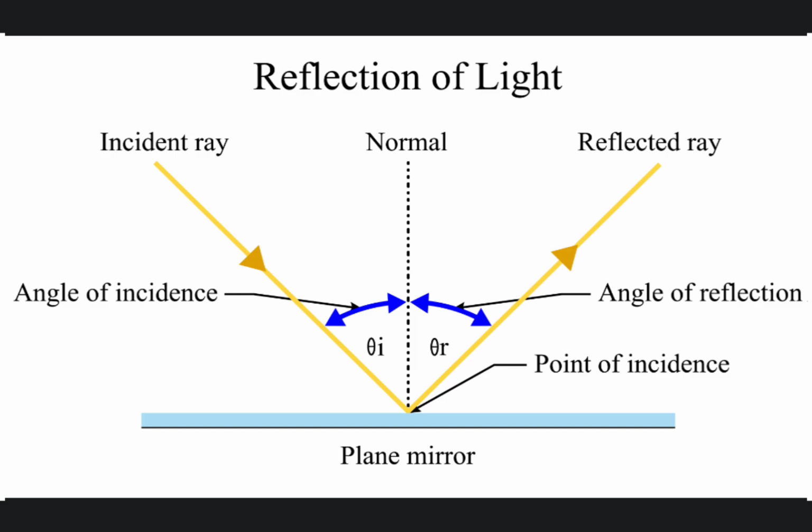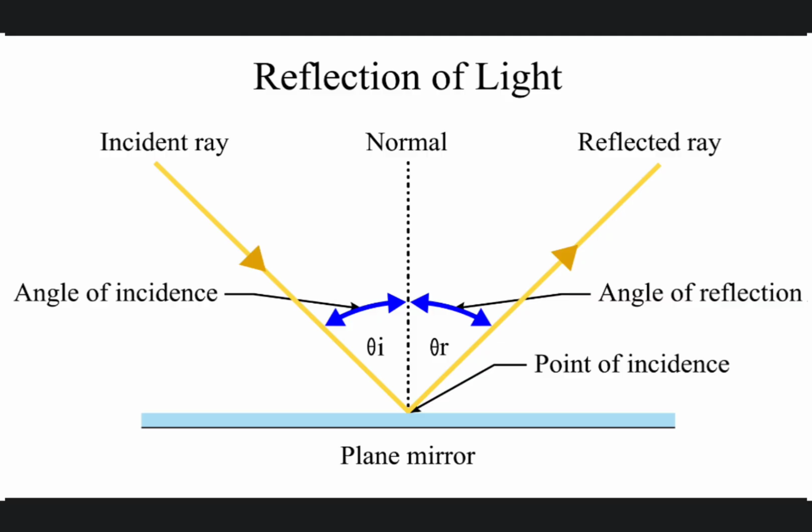So what is meant by incident ray? The ray of light that falls on the mirror is called incident ray. So the ray of light which hits the mirror surface is called incident ray. So after incidence, what will happen? It will reflect, right? Then what is meant by reflected ray? The ray of light that bounces back from the mirror. So the ray of light that bounces back from the mirror is called reflected ray.